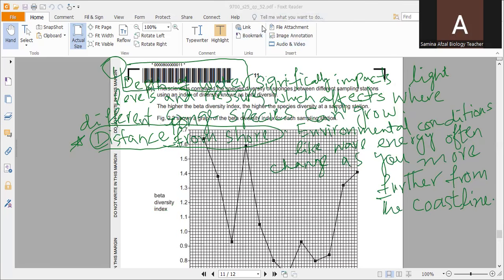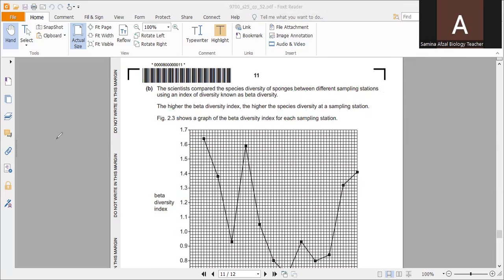Now the part B of this question is, the scientists compared the species diversities of sponges between different sampling stations using an index of diversity known as beta diversity. The higher the beta diversity index, the higher the species diversity at a sampling station. So figure 2.3 shows a graph of the beta diversity index for each sampling station.